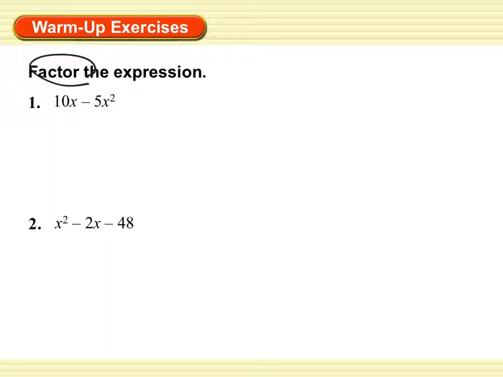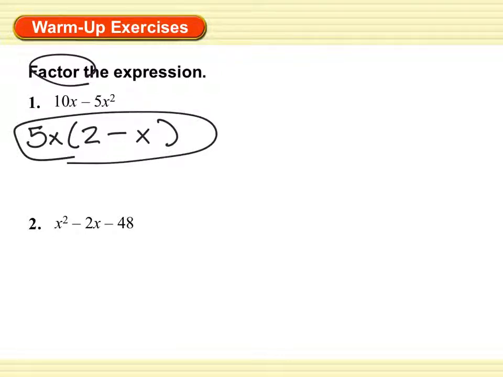Okay, that means we're taking out the largest thing common between both terms. This is a term and that's a term. What's the biggest thing common between both of them? Looks like the numbers, I have a 5, and then the variables, I have an x. If I take a 5x out of the first term, I get a 2 left over. Take a 5x out of the second term, I get an x left over. So that right there is factored.